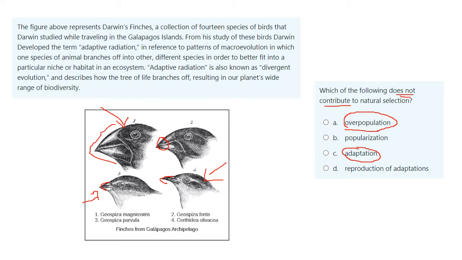So there is adaptation. Now, reproduction of adaptations means that there's a gene for this. It's not something that they learnt. It's not a behavior that will die with them. It is a hereditary trait, something that can be passed on in the genes from the mother and father to the offspring. So if that can happen, then there would be a change over time in the features of the species. The one that is not part of natural selection is answer B. There is nothing about popularization in Darwin's theory of natural selection.